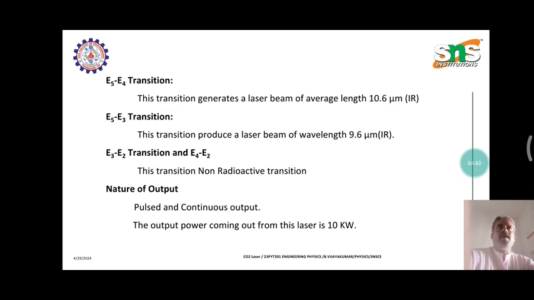Then the disadvantages: mainly contamination, because the mixture of gases produces contamination and corrosion that forms on the glass. So the output power changes slightly because of that. So there are many advantages and also disadvantages.